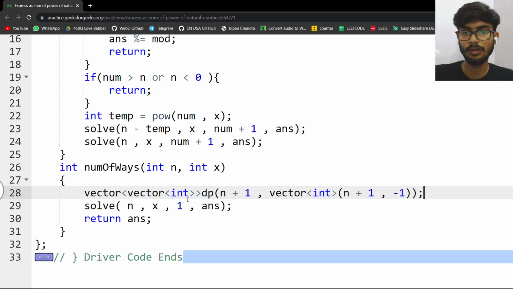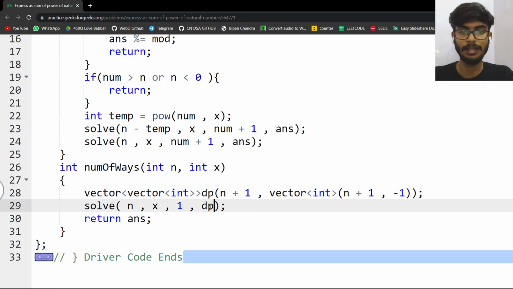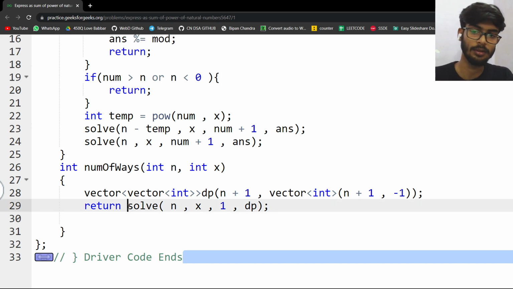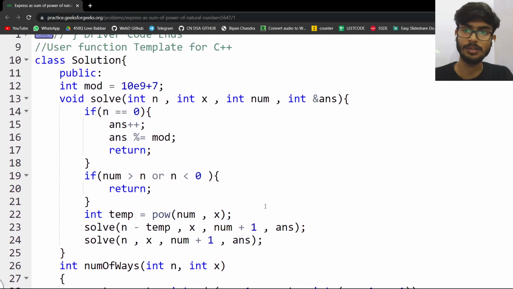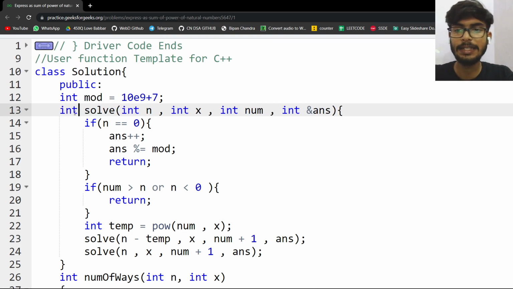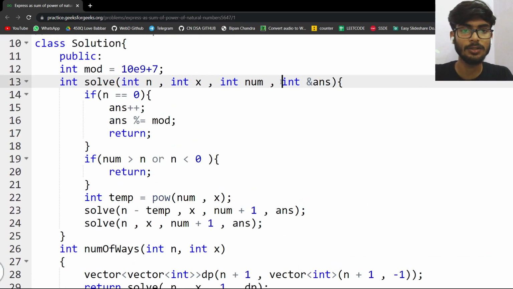In this particular solve function, I am going to send my dp here. n stays the same, x will be like this, and it will be returning an integer value, so no need to call answer or anything. The thing I get from the solve function will be returned as it is from the number of ways function. So it is no more a void function; it will be an integer type function, and it is not answer. It is going to be 2D.